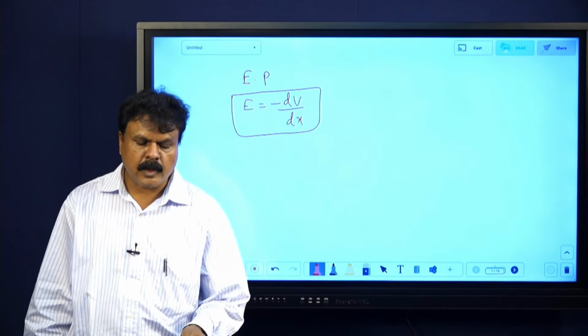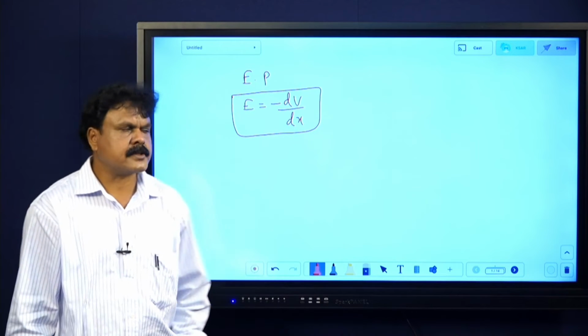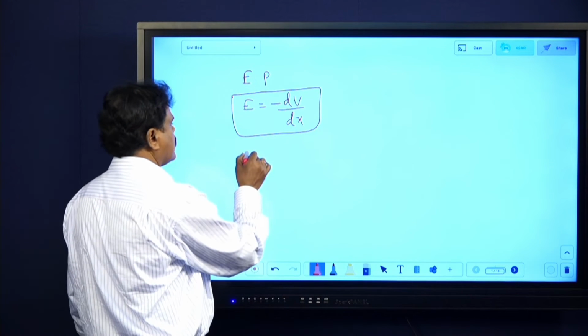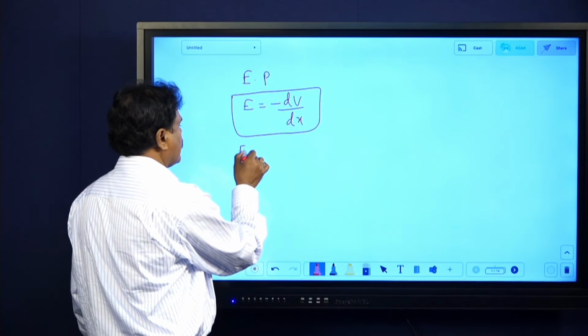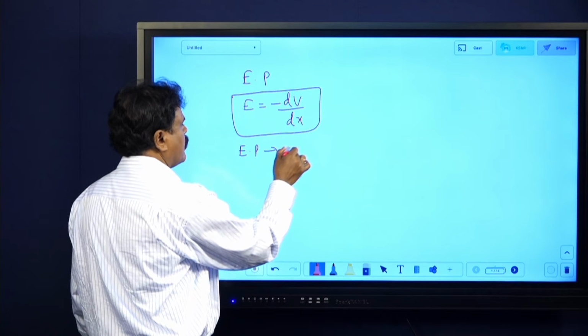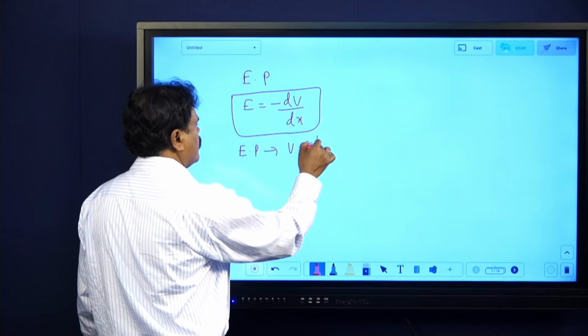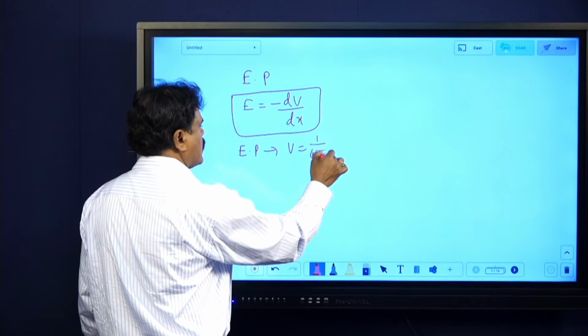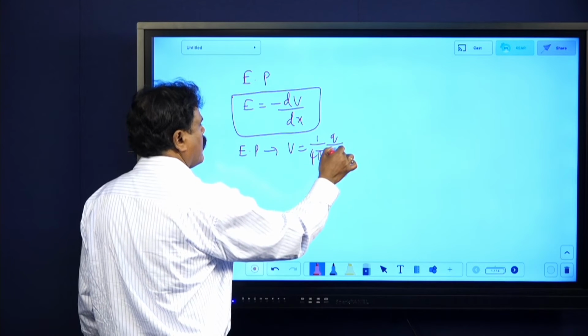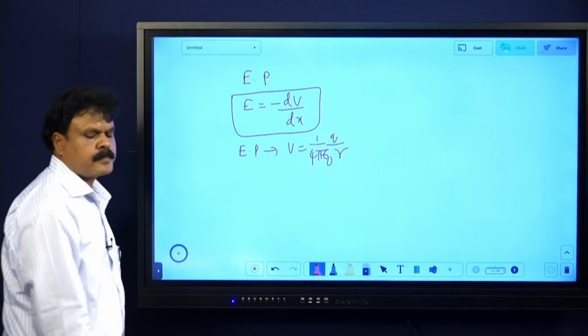And electric potential due to an isolated point charge. You should get the formula V equals 1 by 4 pi epsilon naught Q by R. Most important things I am telling.